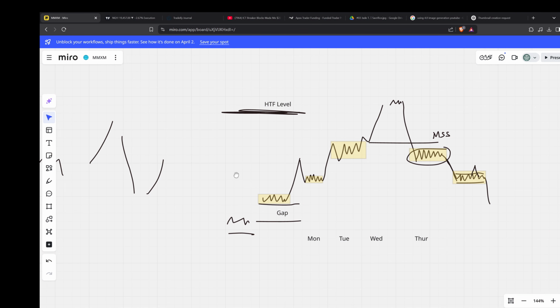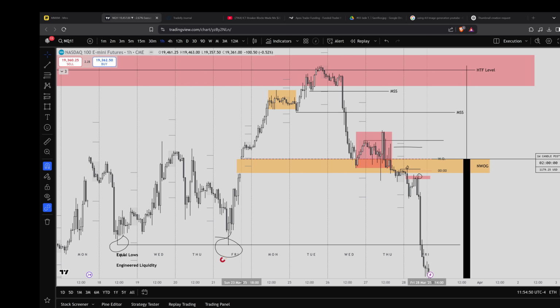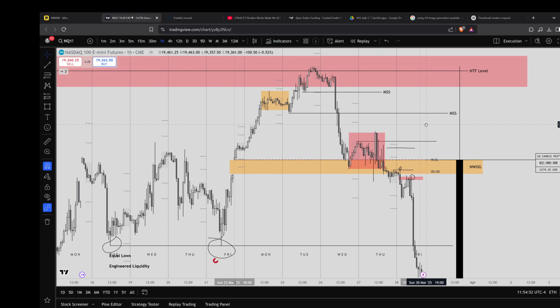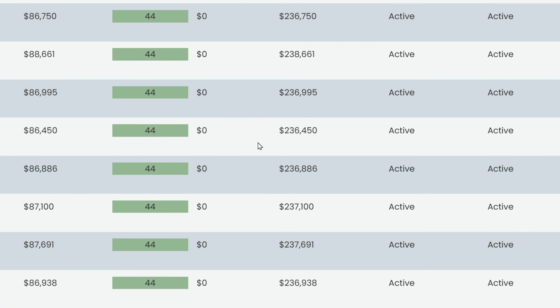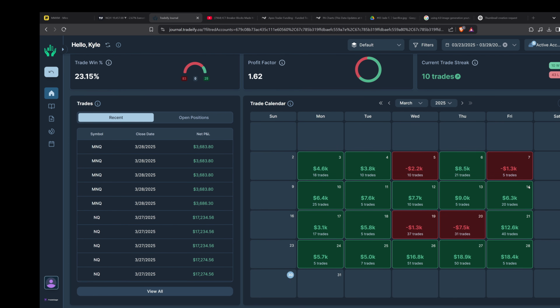But I am going to cover one setup that I took on Friday that was an A+ setup and covered all of my criteria. So in this video, I'm going to break down exactly what a market maker model is, the process, the logic, the execution, and I'll give you guys an update on my Apex and Tradeify funded accounts. So without wasting any more time, let's get right into it.